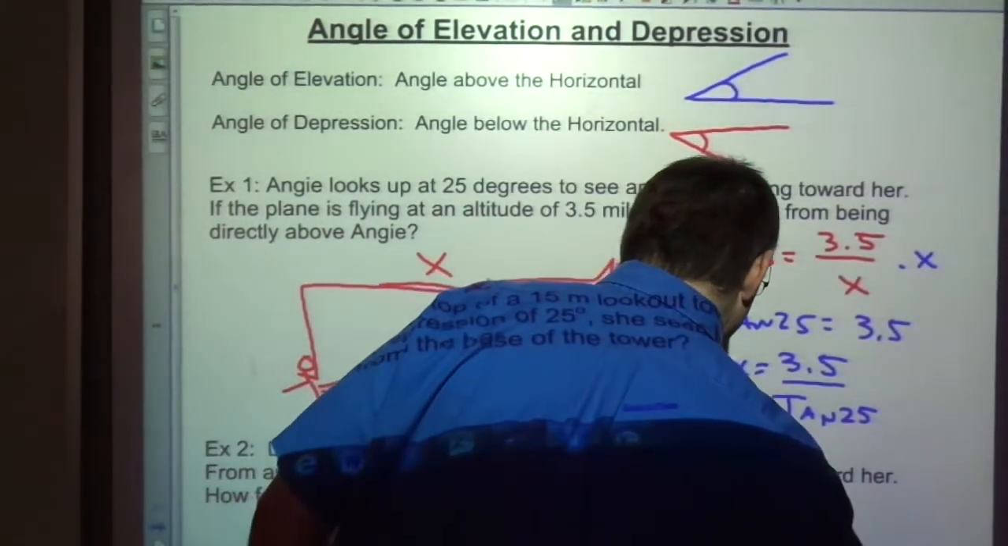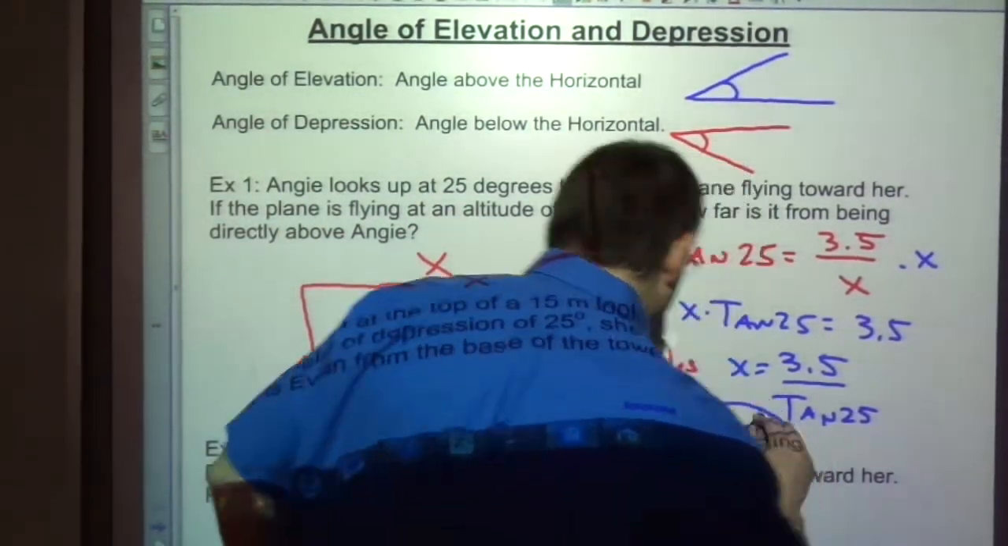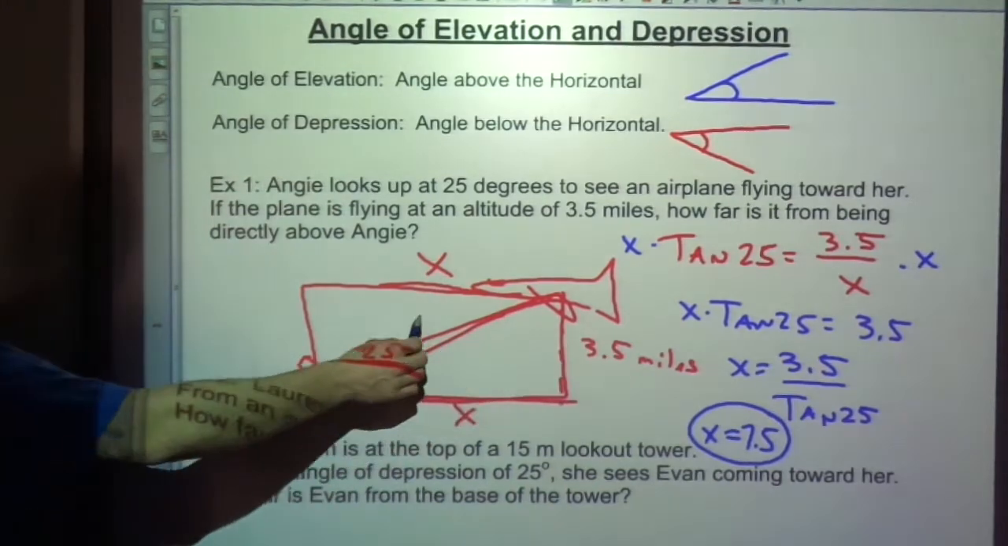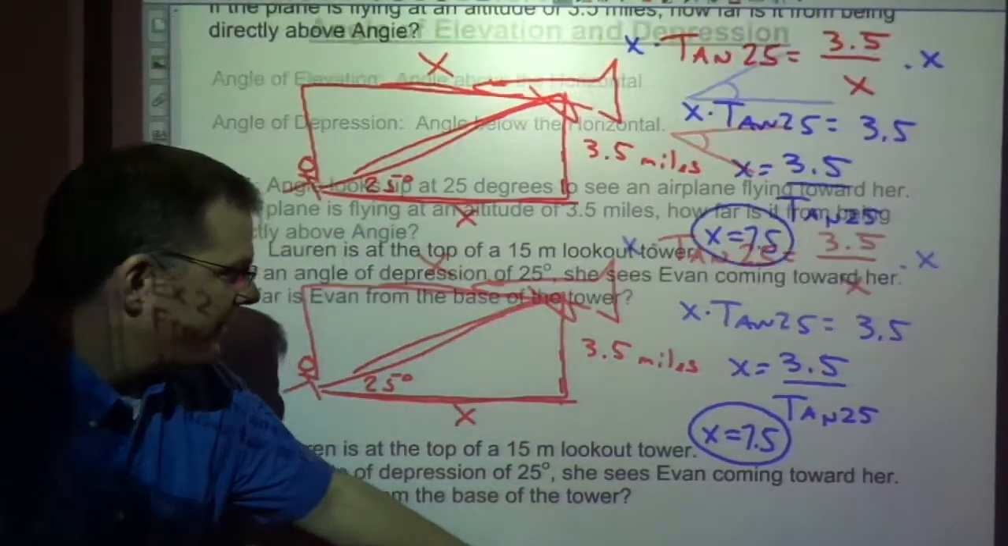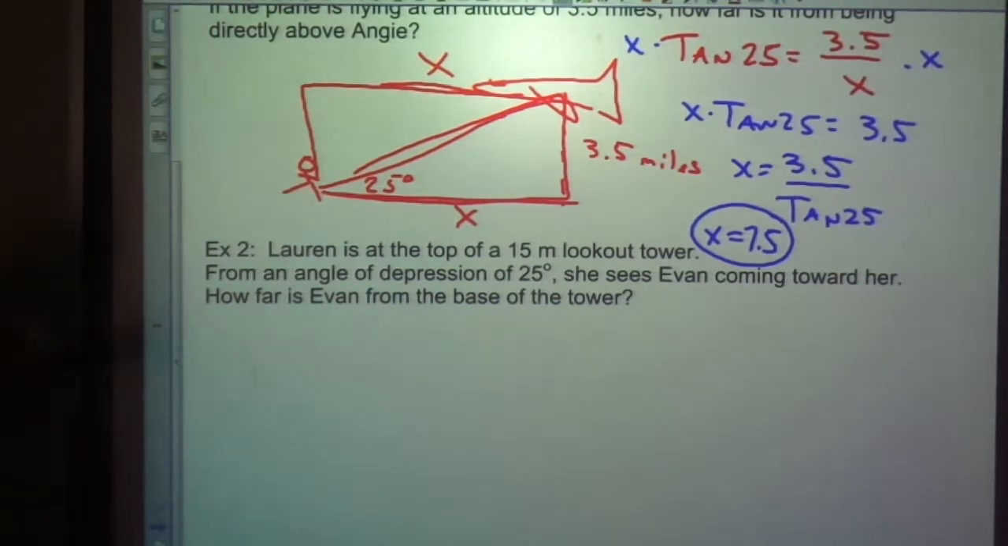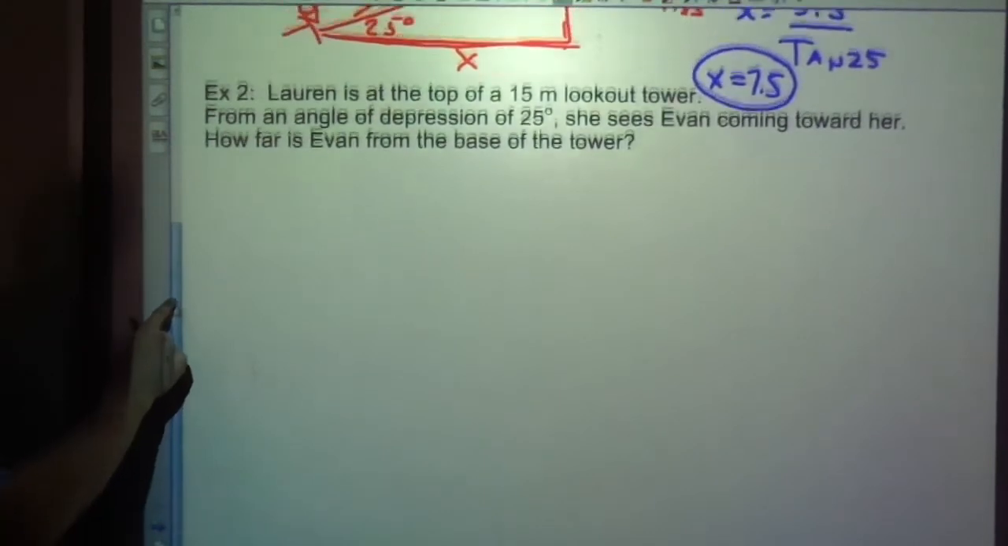So he's 7.5 miles away before he's directly above. Okay? Next problem to copy down. Lauren is at the top of a 15-meter lookout tower. I don't know why she's there, but she's there, looking out from an angle of depression of 25 degrees.